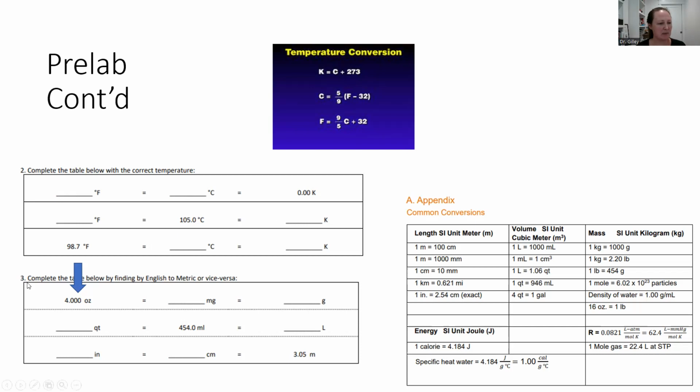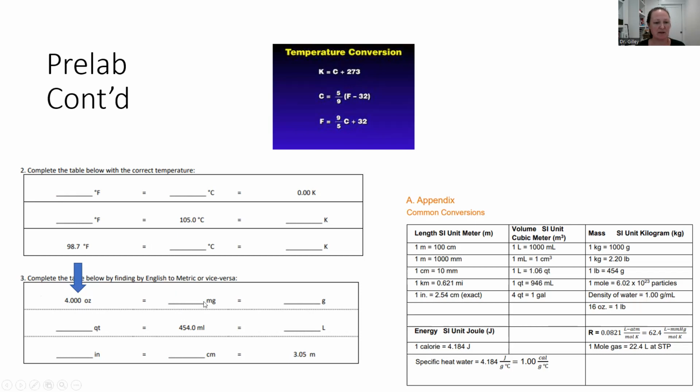I just point this out because I noticed in Canvas it says 4.00, not 4.000, which is what it says in the worksheet. So when you're inputting it in Canvas, just go ahead and only use 3 significant figures for the milligrams and the grams.